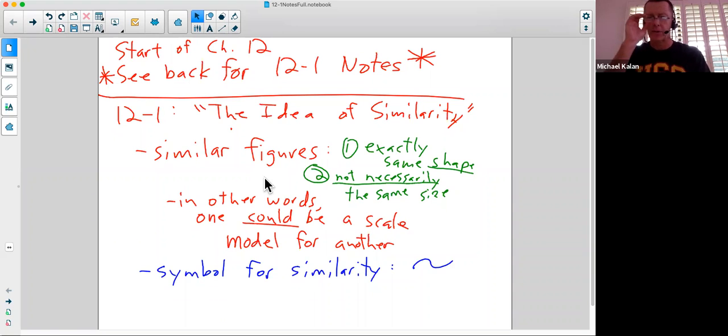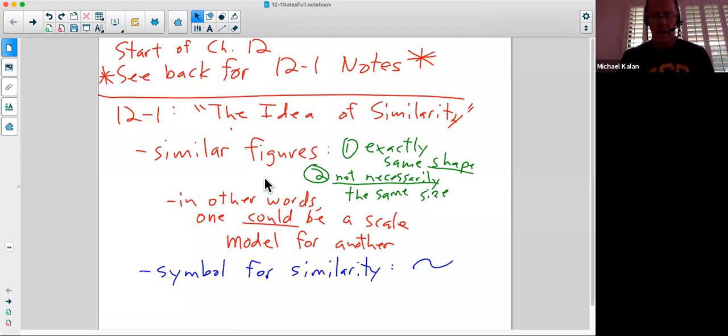Think of two equilateral triangles. One that's like this size, maybe, and you can think of one that's like this size. That's the same shape, right? Obviously, all sides are congruent and all the angles are congruent, but not necessarily the same size.